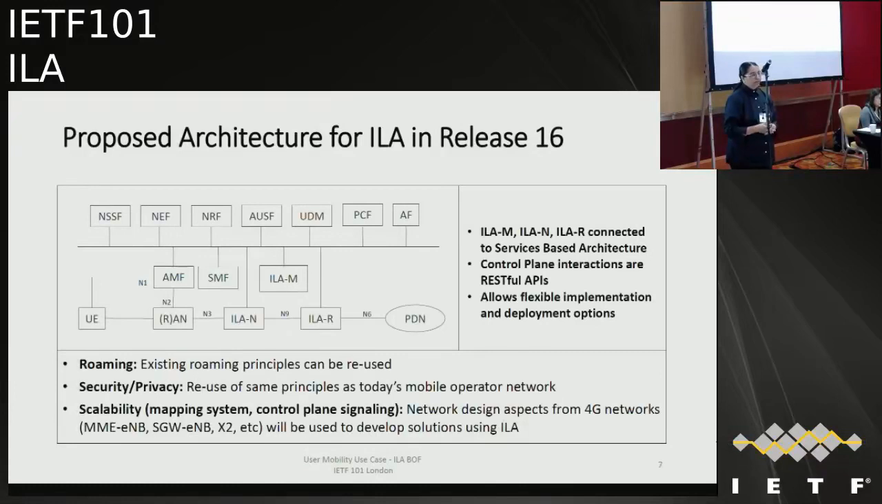The proposal here is to have the control plane interactions using RESTful APIs. 3GPP has done a lot of work, or is continuing to do a lot of work, in defining the services-based architecture for all the network functions that are defined there. And for the ILA node, ILAR and ILAM, the proposal is to do it in the same format. And this architecture allows flexible implementation and deployment options, which means the SMF and ILAM could possibly be implemented together, ILAN and ILAR could be implemented together, and so on and so forth.